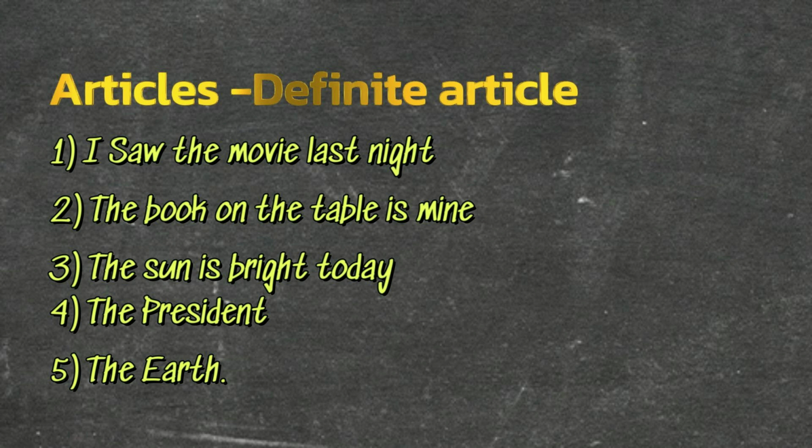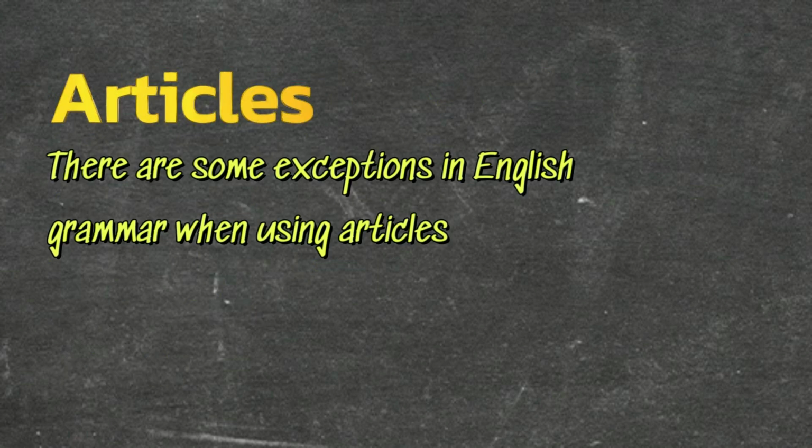In example 5, the for earth. Because the earth is unique. There is only one earth. Earth is unique because it is the only planet known to support life with water, air, and diverse ecosystems. So, we all know about Earth. Hence, we use the.